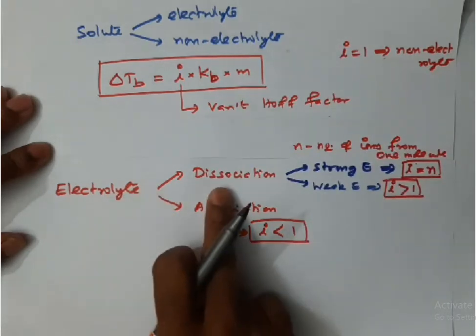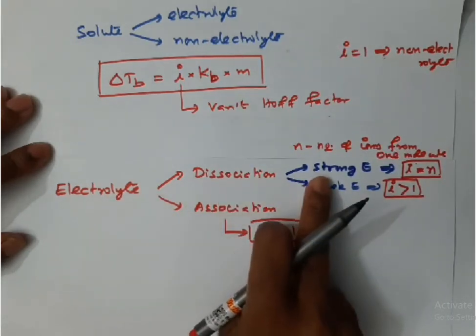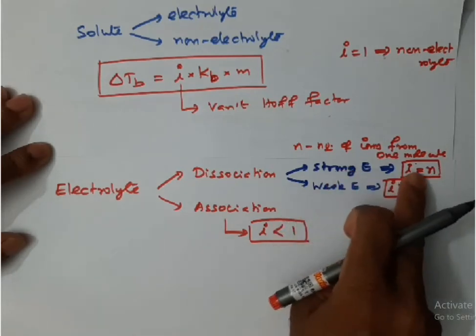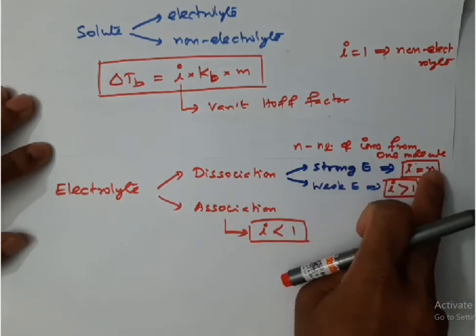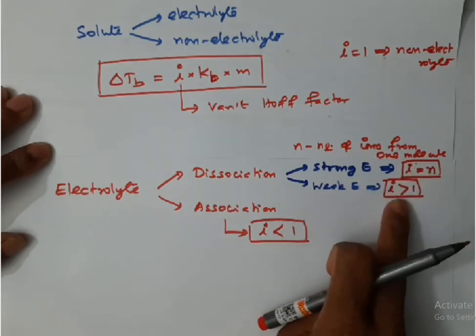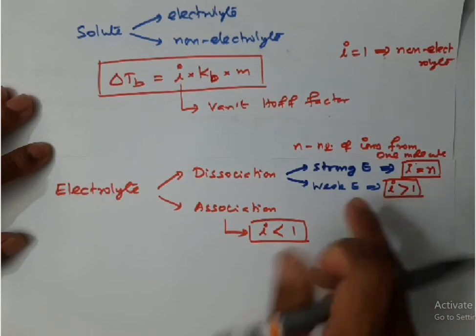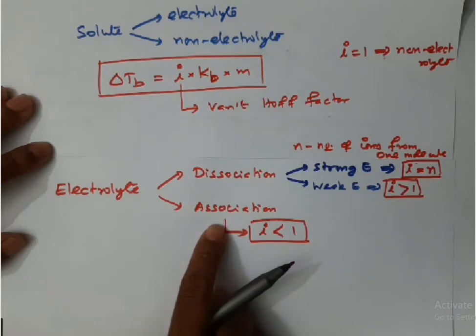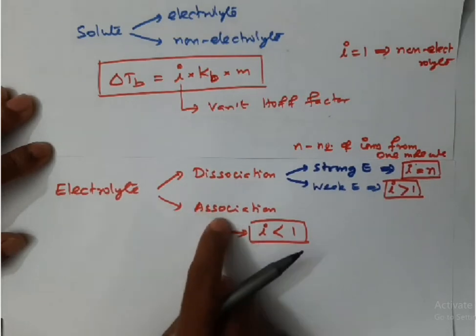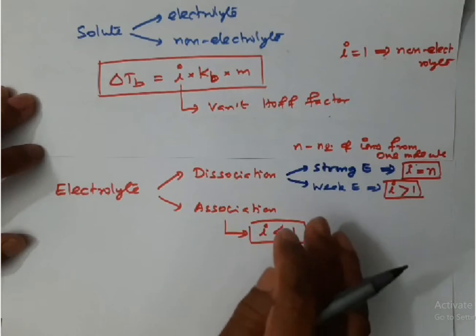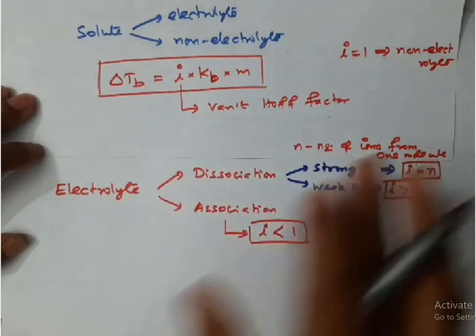If the electrolyte undergoes dissociation, then whether it is strong or weak matters. If the electrolyte is strong, then i is equal to the number of ions produced from one molecule. If the electrolyte is weak, then i should be greater than 1, and that we have to calculate. We will discuss how to calculate this value. Sometimes an electrolyte may also undergo association, and then the i value will be less than 1. These are all called van't Hoff factors. We will discuss this as we go along.